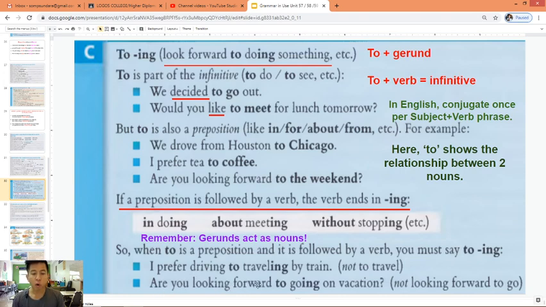Are you looking forward to going on vacation? We don't say "looking forward to go," which a lot of native English speakers do. They make that mistake. But grammatically, you have to say, are you looking forward to going on vacation? Because "to" here acts as a preposition. And when a verb follows a preposition, it must take the ing form, the gerund form.